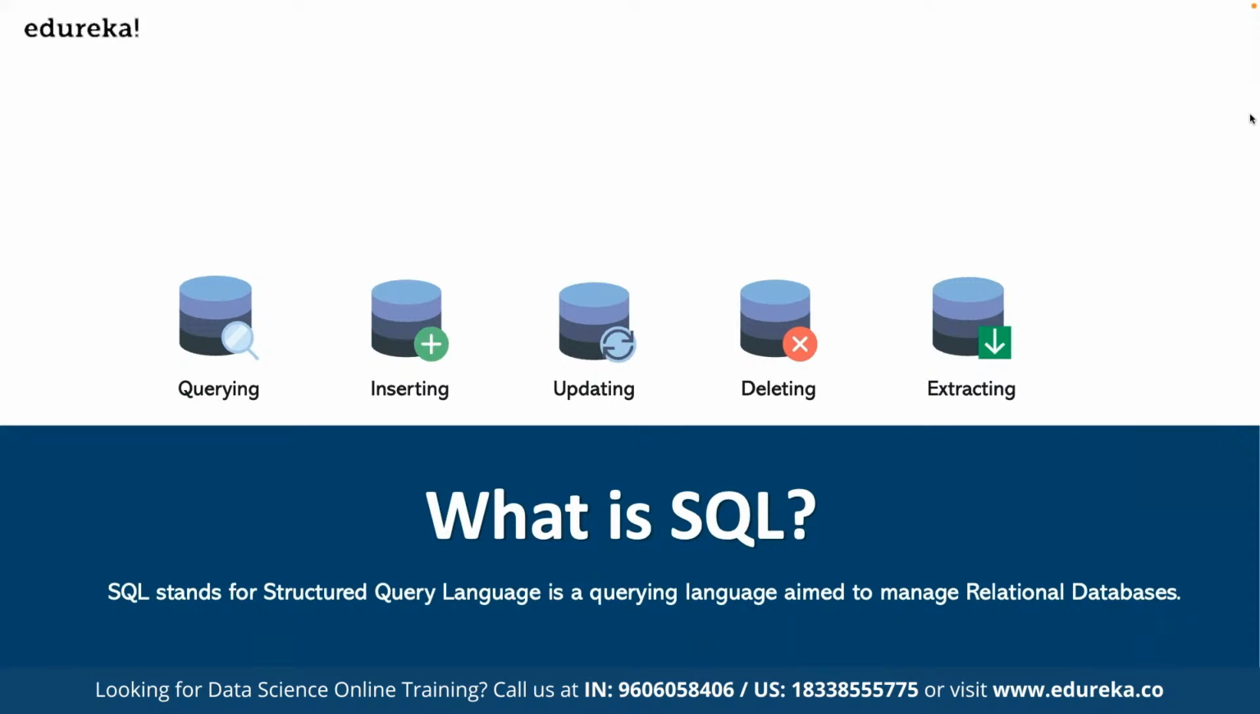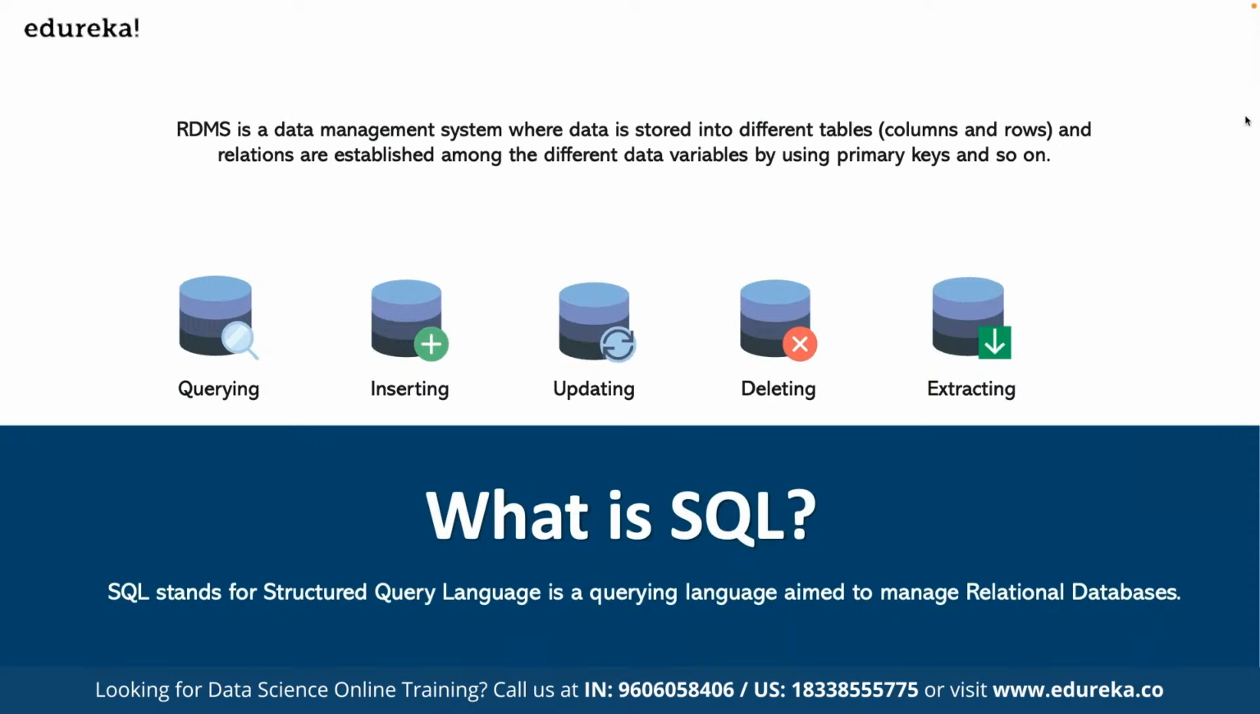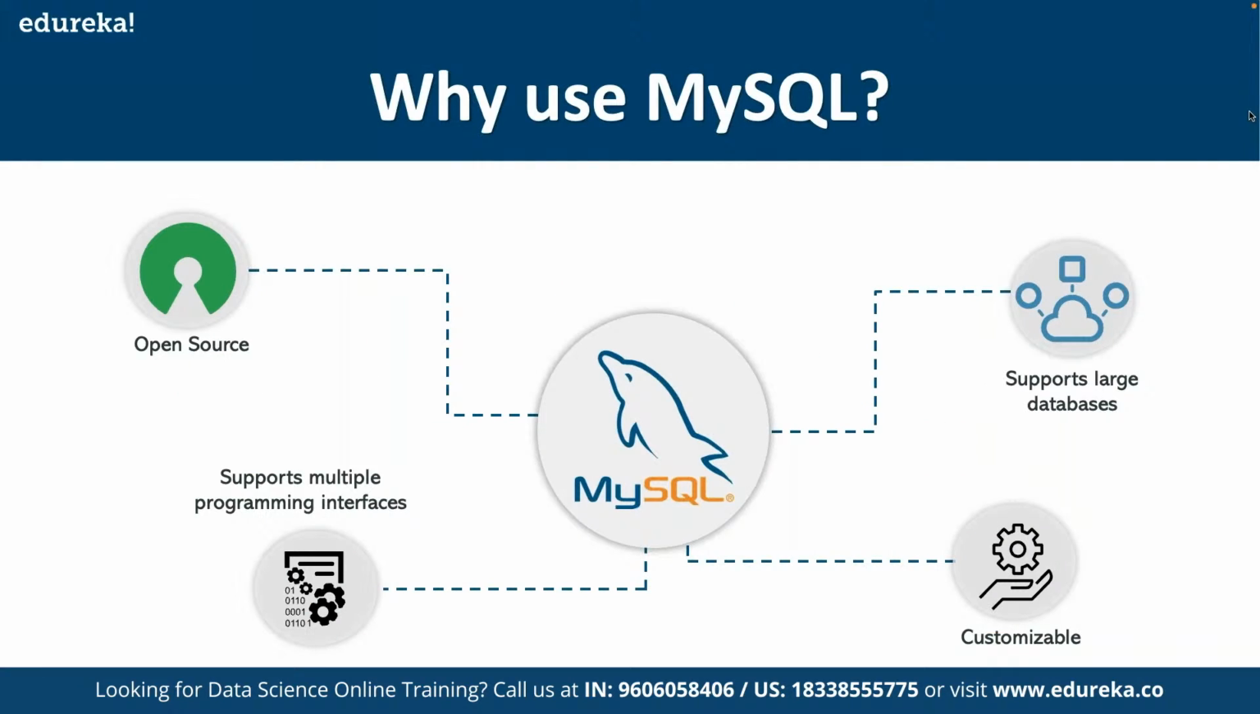And RDBMS is basically a data management system where data is stored into different tables, as we discussed, in terms of rows and columns. The relations are established among different data variables by using the primary keys and the other components here step by step. MySQL has been one of the most popular database engines because of multiple reasons. First of all, it is open source. That means there is no licensing involved here.